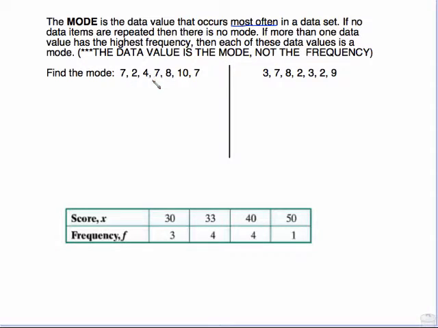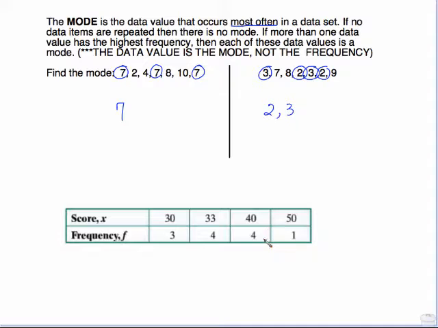So let's take a look at it in this list here. I have 1, 2, 3 sevens. There are no other numbers that are repeated, so 7 is the mode, not 3. The mode of 7 occurs with a frequency of 3. Now looking over here, I have 2 3s, but I also have 2 2s. So this has 2 modes, a mode of 2 and a mode of 3. You can write them down in whatever order you want.